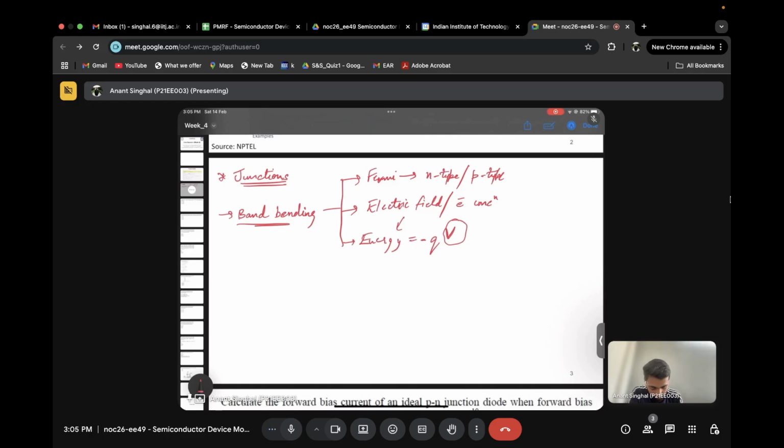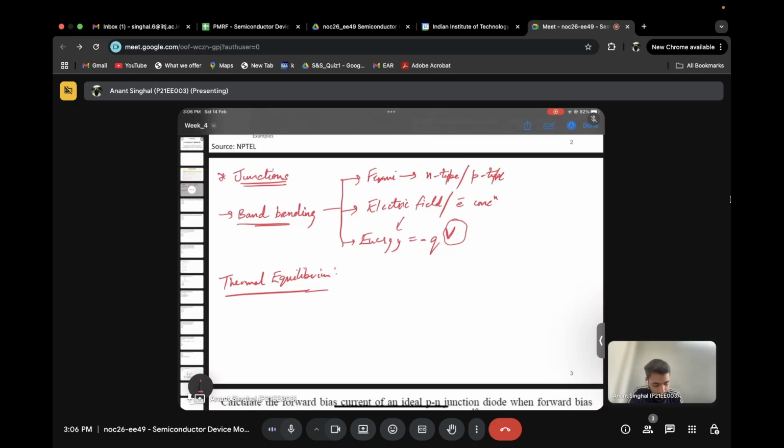So for that, we'll be taking the thermal equilibrium case, which means that we have not applied any external excitation or any external potential, and the device is in thermal equilibrium. What we are doing is taking two materials, or a single bar in which we are doing different types of doping.